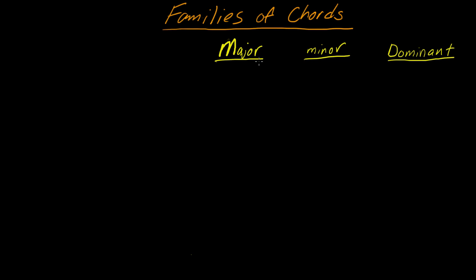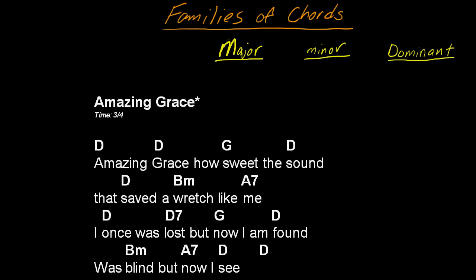But you can go through any song and look at any chord, and basically they're going to fit into one of these families of chords. Let me give you an example. Here's the most famous song in the world of all time, Amazing Grace. This whole top row, D, D, G, D, those are all major chords. The second line, D is a major, B minor is a minor chord. And then we run into this A7. Well, seventh chords are dominant chords.